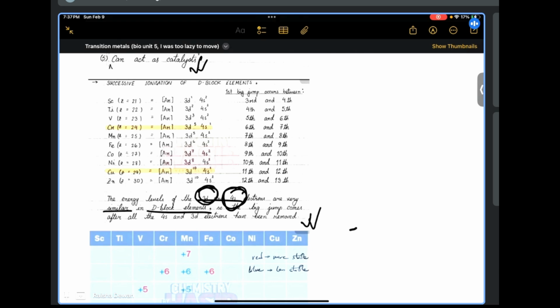When you jump onto, let's say, 3s electrons, from 3s to 3d there is a big jump, but there is not a big jump between 3d and 4s. So after losing both of these electrons, then a big jump comes. So the big jump comes after all the 4s and 3d electrons have been removed. You can see right here that when the 2 electrons and the third electron are removed, then a big jump is coming between the third and fourth. When the first 10 electrons are lost, then a big jump is coming. The first big jump occurs between the 10th and 11th after losing both the 3d and 4s electrons. So this is basically what they are talking about.